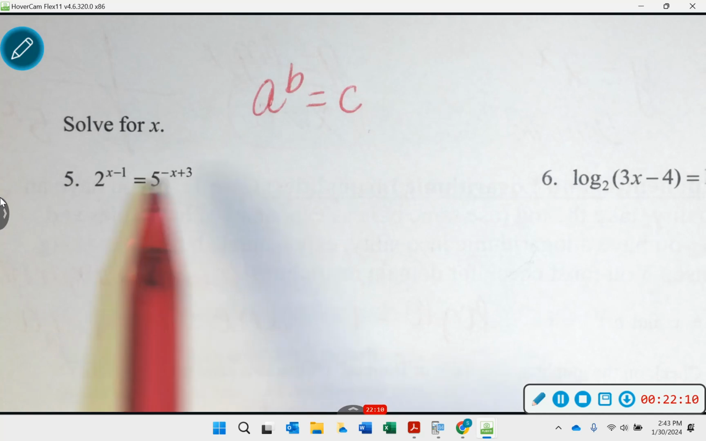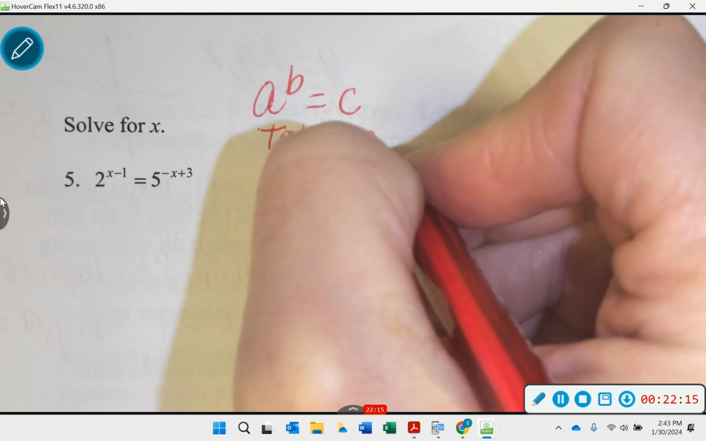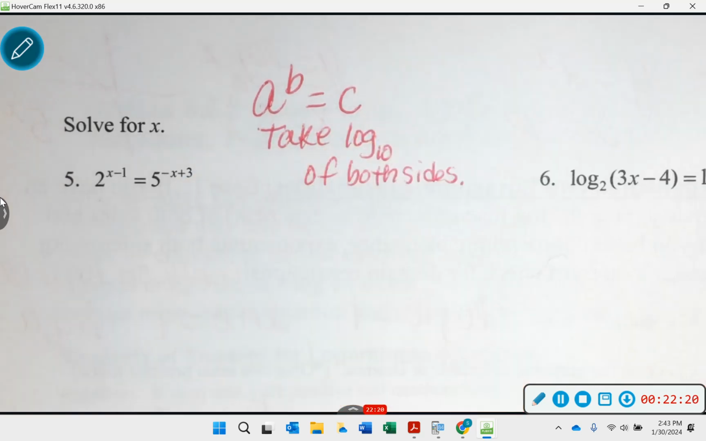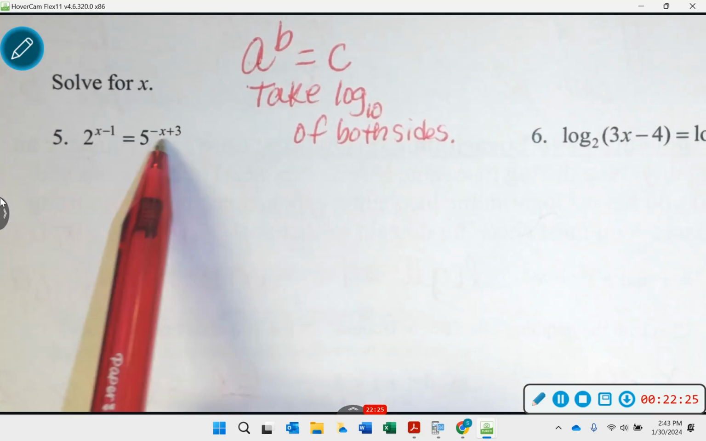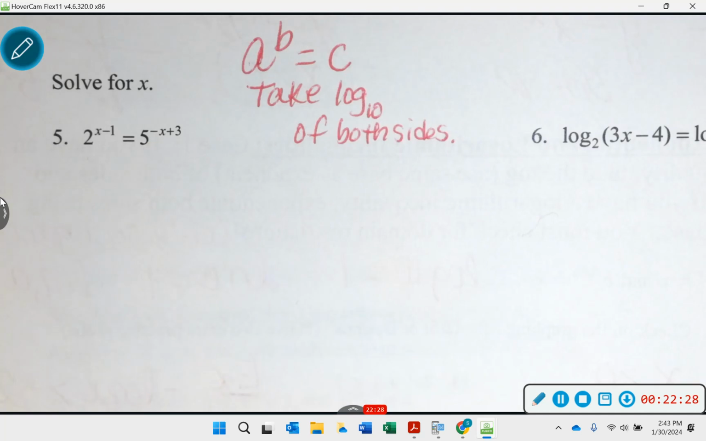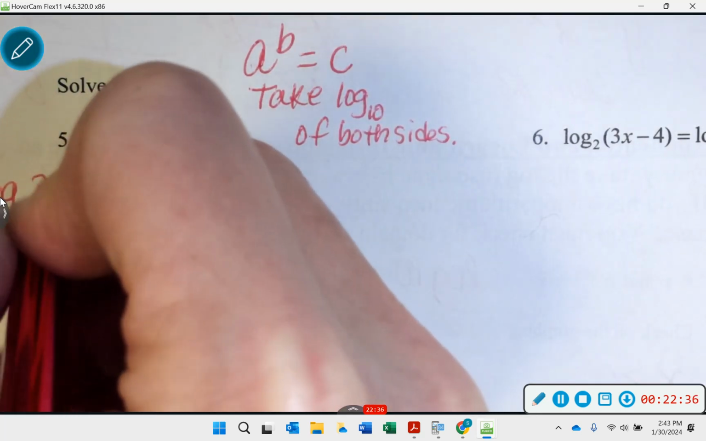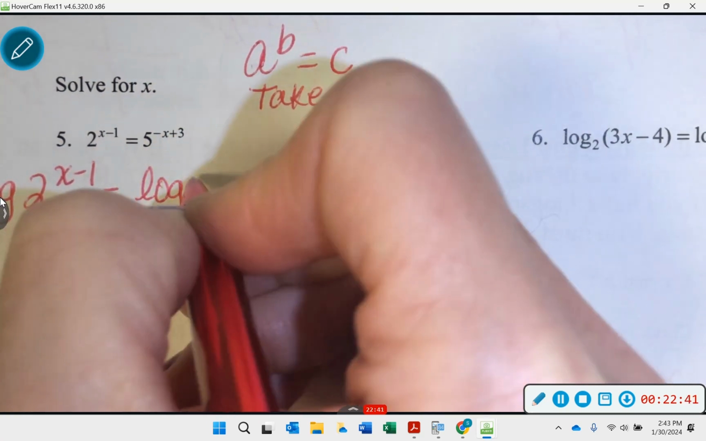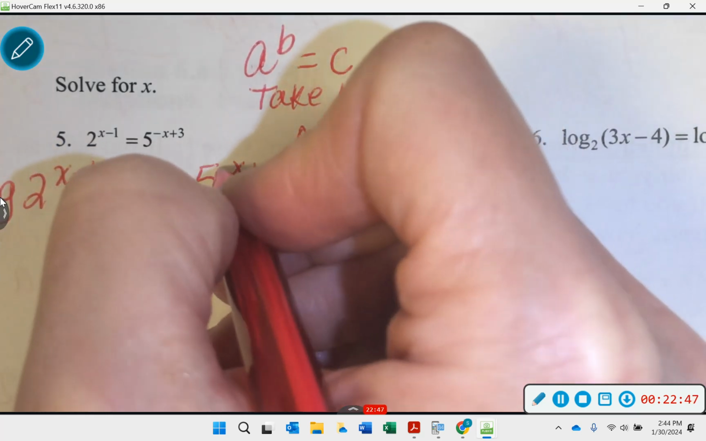So here's what you need to do on problems like this. Take log base 10 of both sides. You can take the log with any base of both sides, but on these kinds of problems where you have different bases and you have exponents, here's the way you want to start it. You have log 2 to the x minus 1 equals log 5 to the negative x plus 3.